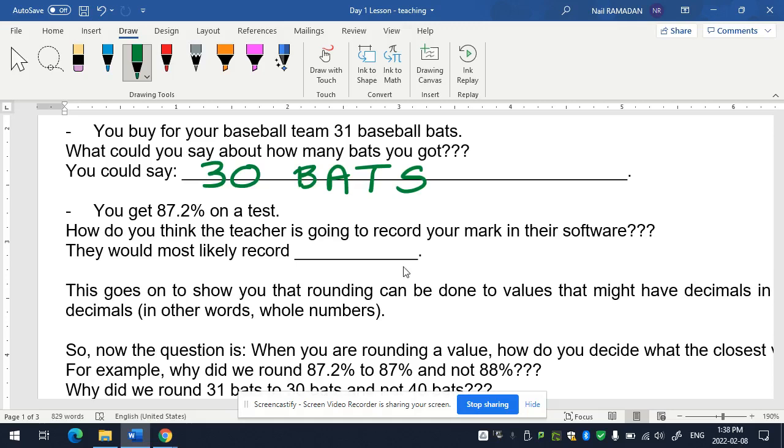Okay. So because this was a good discussion, they would most likely record. Okay, they could do 87 or 88 if they want to push it to the next one, or even if they want to push it to the next 10, 90%. It all depends on what restrictions or conditions they have.